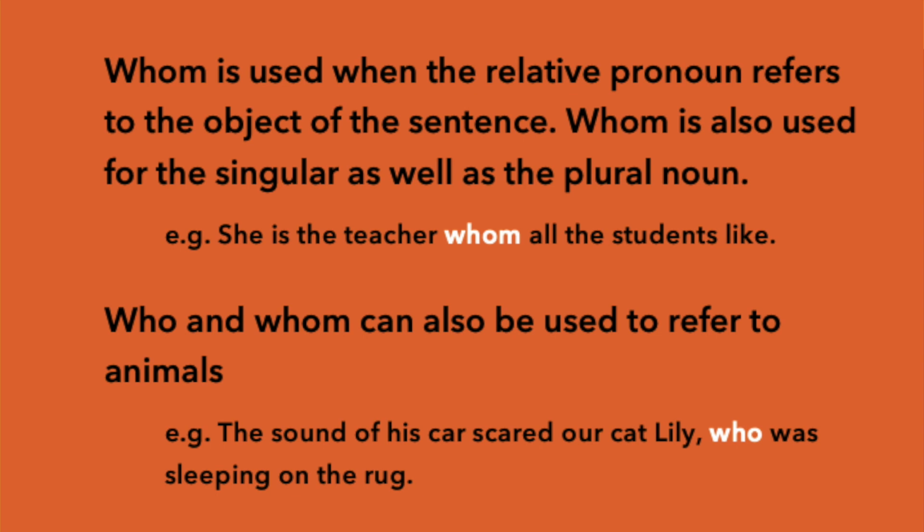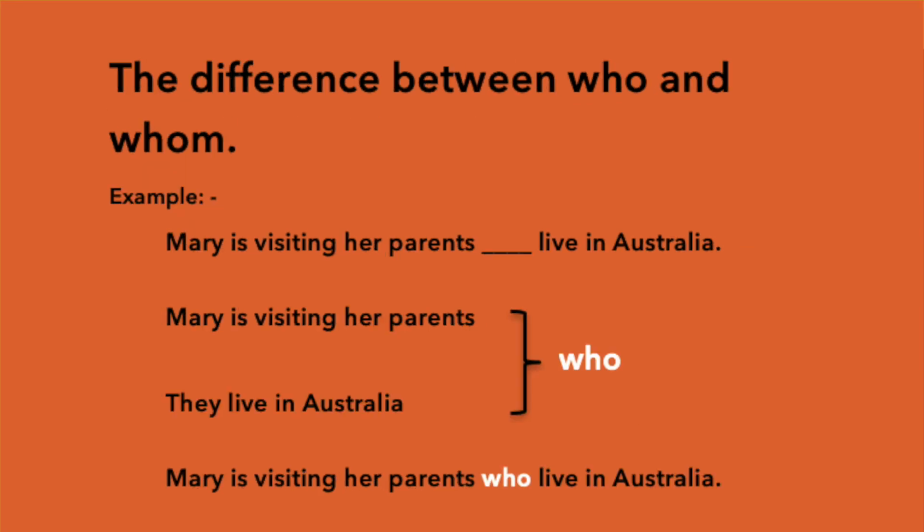Do you have any doubt in the usage of who and whom? Here are some sentences. Mary is visiting her parents dash live in Australia. What do you have to put here, who or whom? First of all, let's split these into smaller sentences or clauses. The first is Mary is visiting her parents. The second is her parents live in Australia.